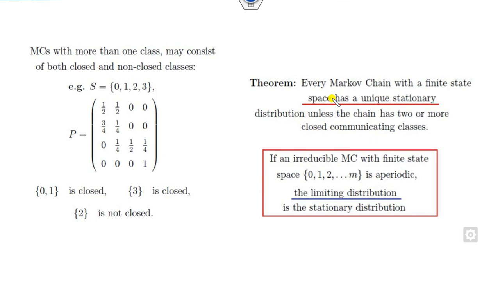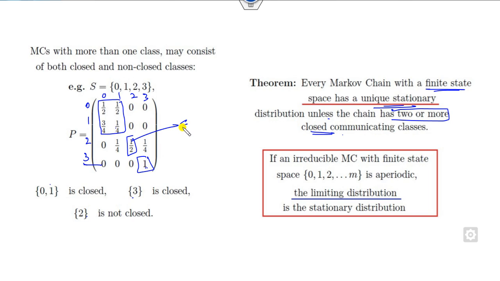If your finite Markov chain has a unique stationary distribution, unless it has two or more closed communicating classes, look at how you can check the closed classes, as I explained in this video. You can see 0 and 1 is closed, the row sum is 1. 3 is also closed, 3 to 3 there is only 1, the sum is 1 itself. 2 is not closed because 2 to 2 is not 1. It means these are my closed classes. Unless the chain has two or more closed classes, you have the unique distribution. Otherwise, you can simply prove it is aperiodic and irreducible, then it is a unique distribution.